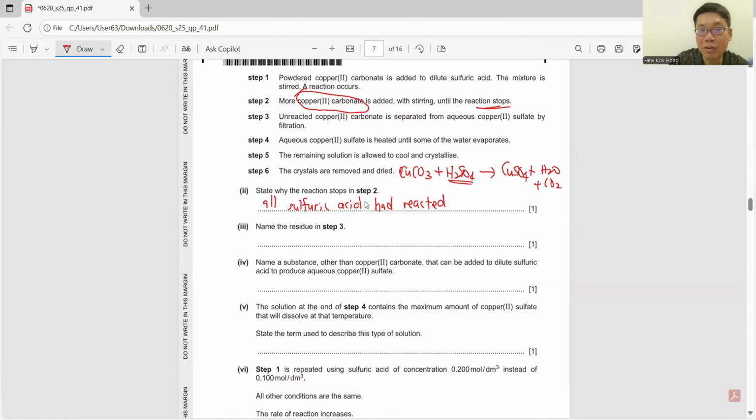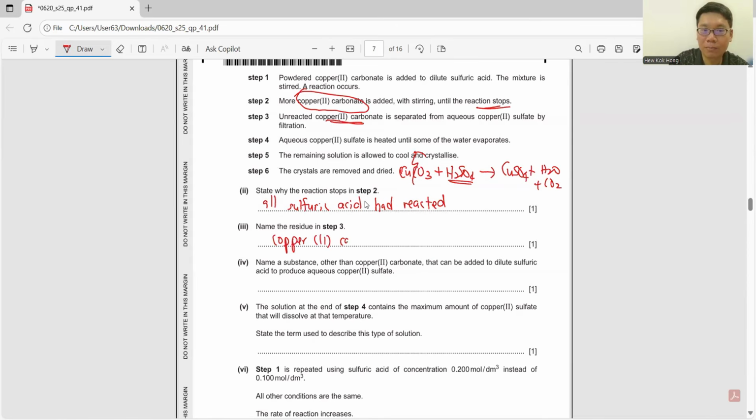Then part 3, name the residue in step 3. So we already removed all the copper carbonate. So the residue is copper carbonate, and make sure you name it.